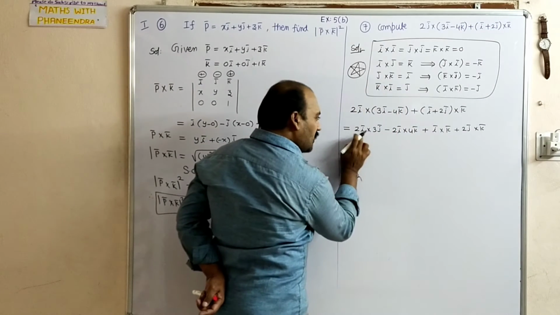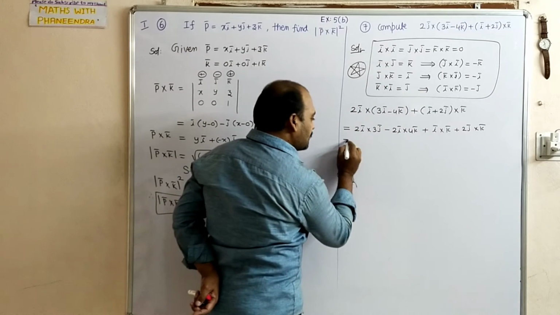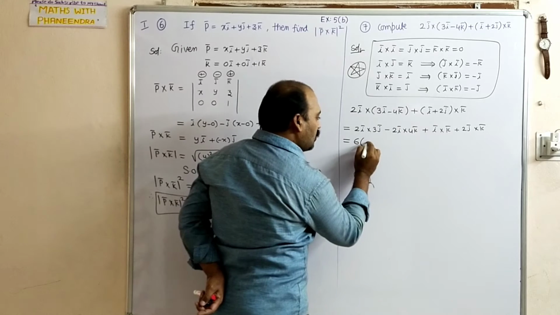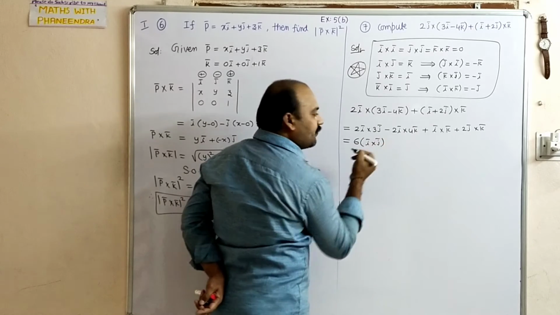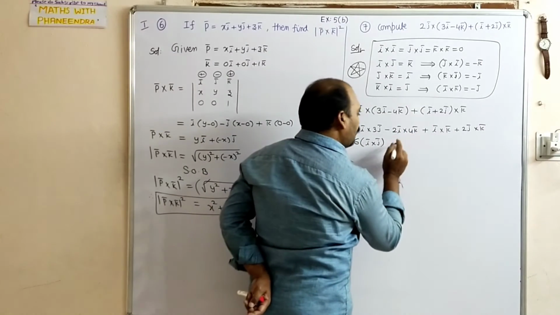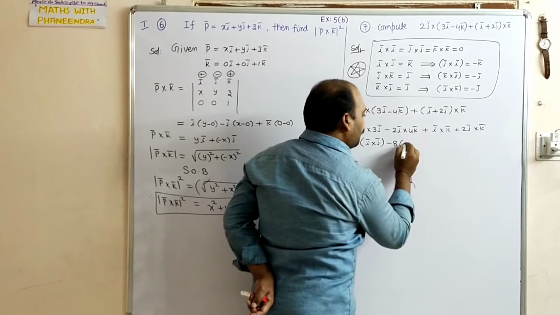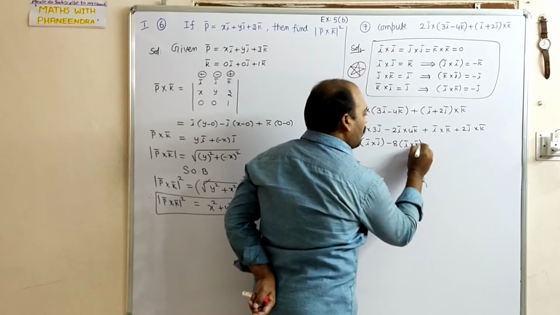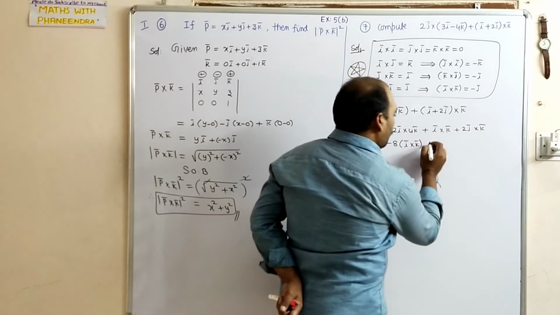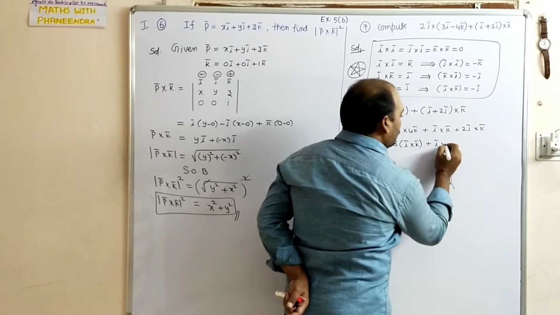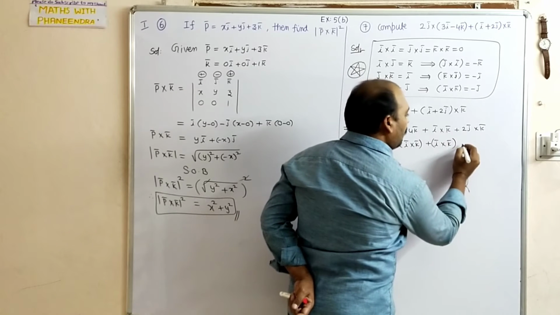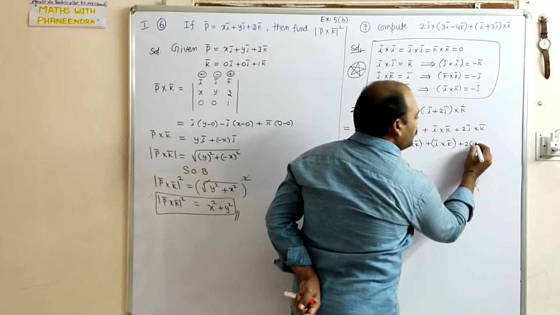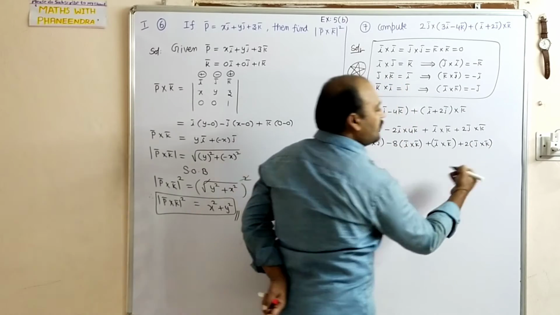First, what we have to do, constant scalars are there now. 2 into 3 is 6, separately you can write it, 6 into i bar cross j bar, minus 2 into 4, minus 8 into i bar cross k bar, plus i bar cross k bar, plus 2 into j bar cross k bar. Like this you can do that.